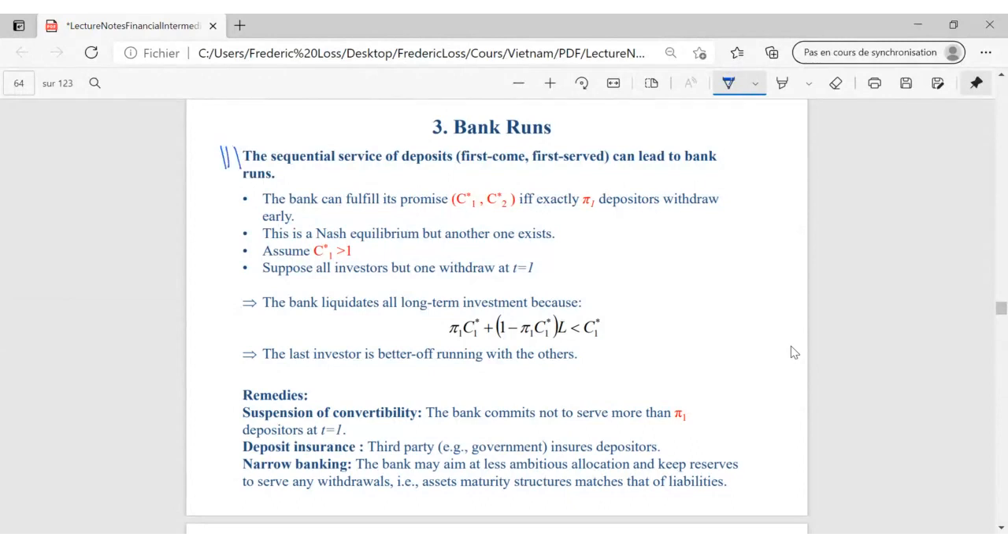So you see that there is one principle, which is the rule of first come, first served. In other words, the sequential service of deposits can lead to bank runs. The bank can fulfill its promise, C1 star, C2 star, because exactly this proportion of depositors withdraw at t equal 1. And we know that P1 C1 star plus P2 C2 star over R is equal to 1 by definition of an optimal allocation C1 star, C2 star.